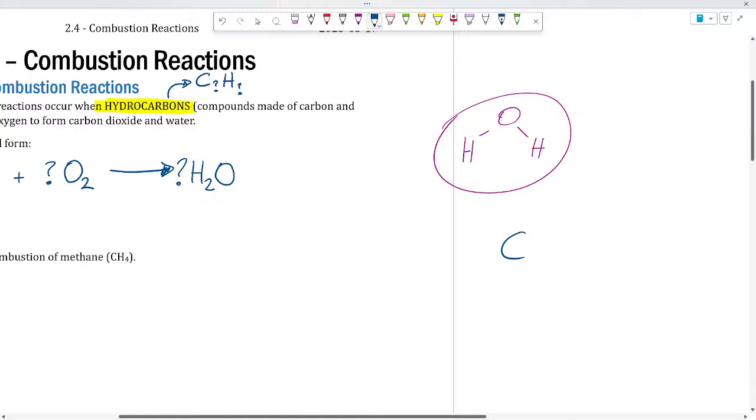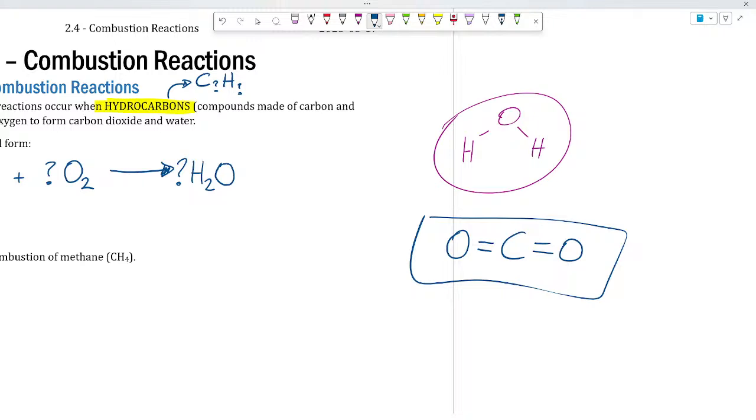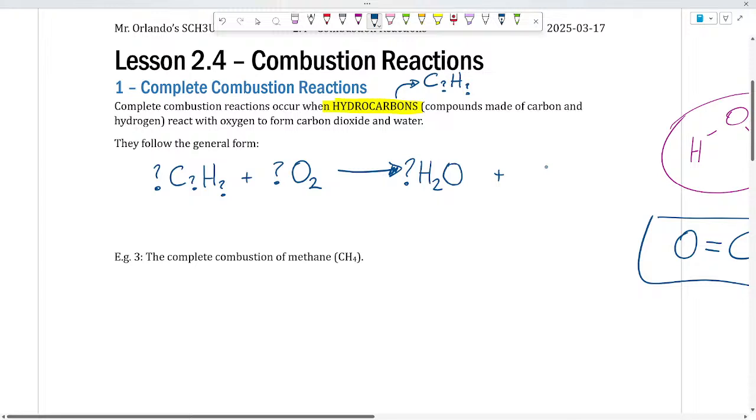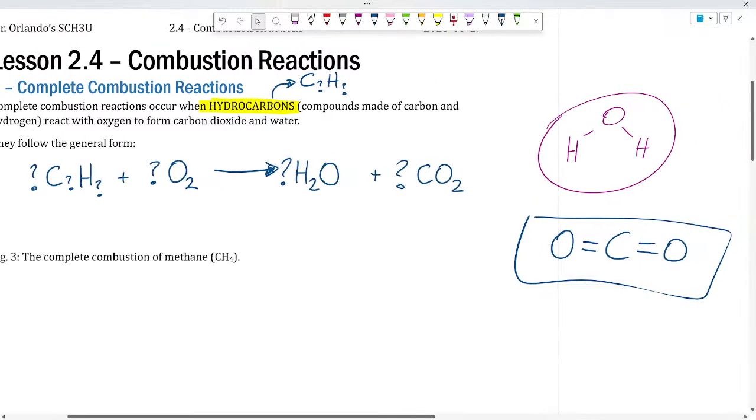What about the carbons? How many bonds do they want to make? 4. How many bonds does oxygen want to make? 2. So what's that going to look like? They'll make a double bond. Okay. So now we have carbon and oxygen making a double bond. And another oxygen making another double bond. What compound is that? Yeah, CO2, which we commonly call carbon dioxide. Good.